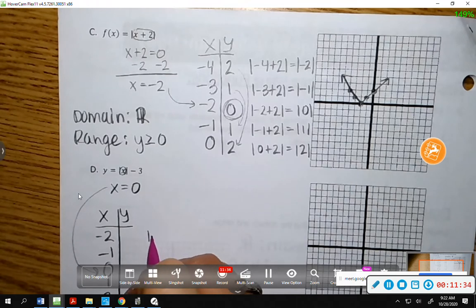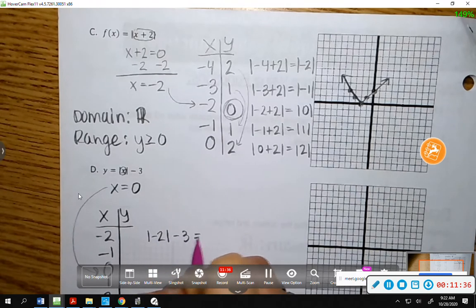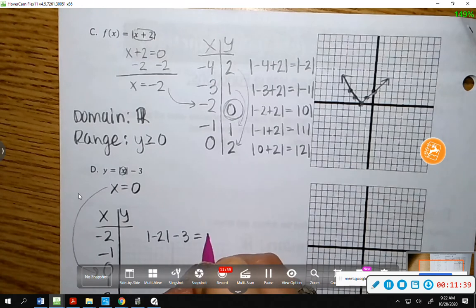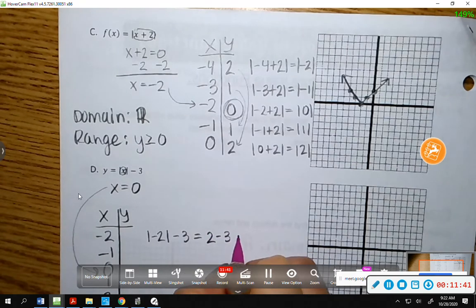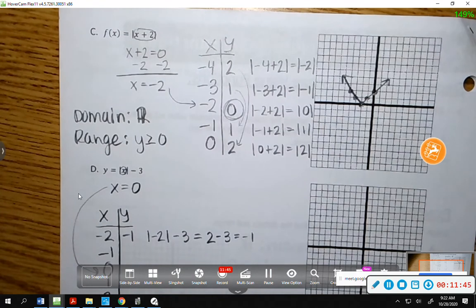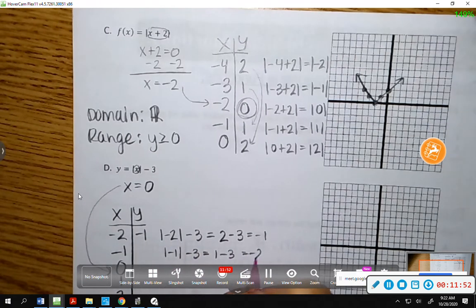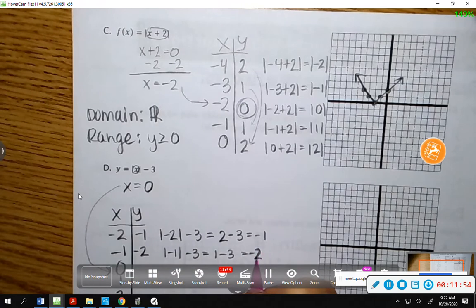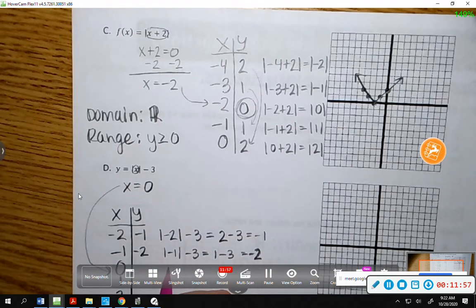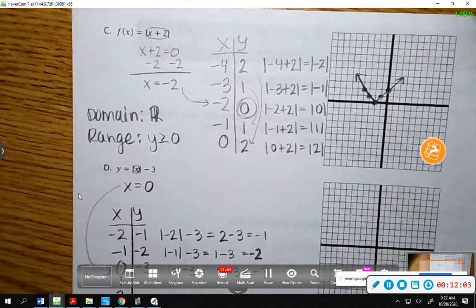So the absolute value of negative 2 minus 3. So let's actually take the absolute value, and that's positive 2 minus 3, which is negative 1. Absolute value of negative 1 minus 3, that's positive 1 minus 3, which is negative 2. Absolute value of 0 minus 3, so that's 0 minus 3, which is negative 3. You guys probably can see a pattern in your y values. There will always be a pattern.